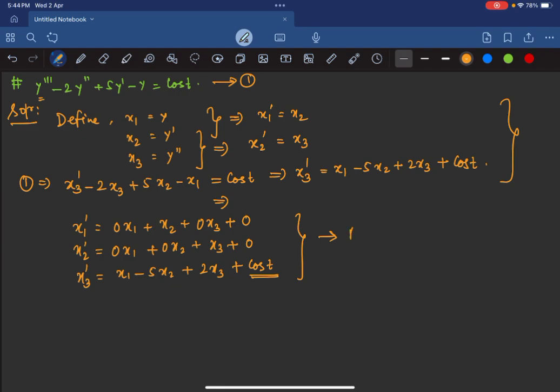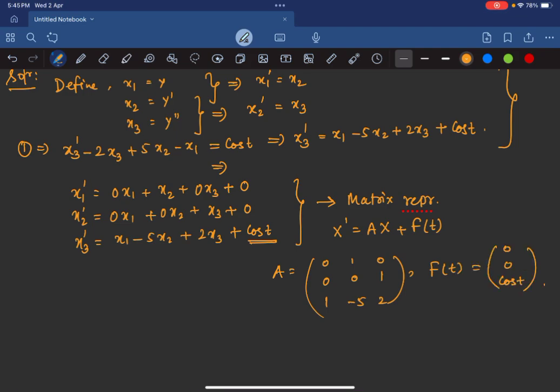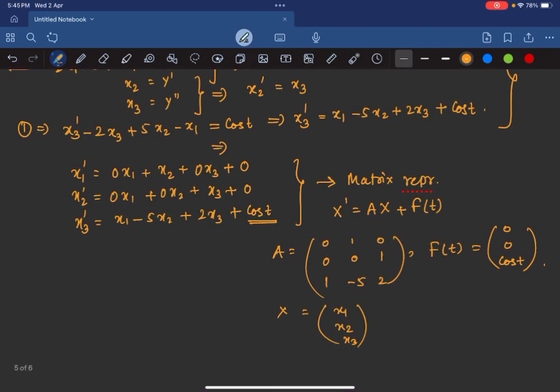Okay, and the corresponding matrix representation is nothing but, see, x dash is equal to A x plus f(t), where this A is the coefficient matrix 0 1 0, 0 0 1, 1 minus 5 2, and f(t) is our non-homogeneous term 0 0 cos t. Okay, and obviously this x is x1 x2 x3. So this is how we can easily convert this type of equation into a system of first order equations.